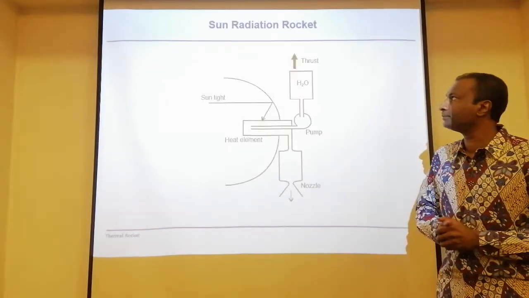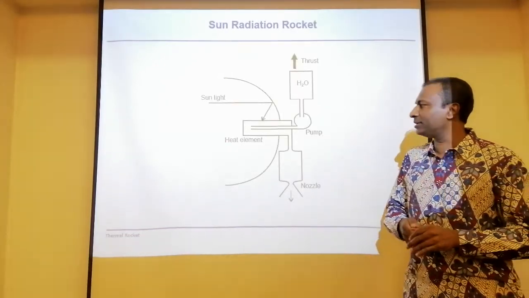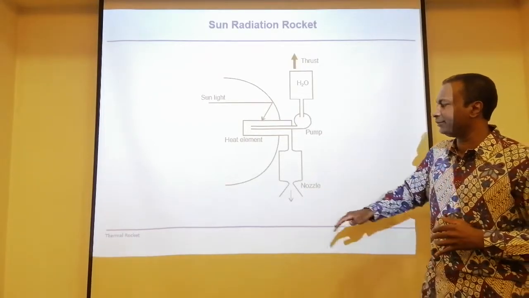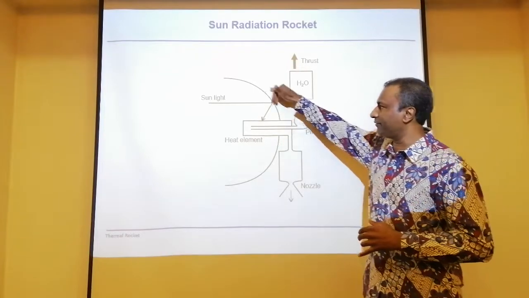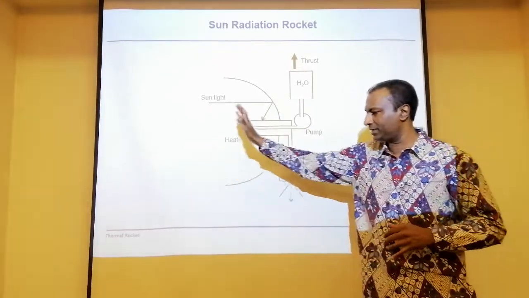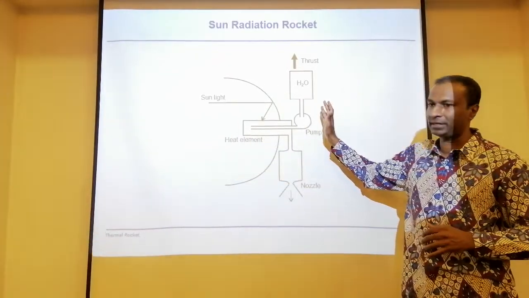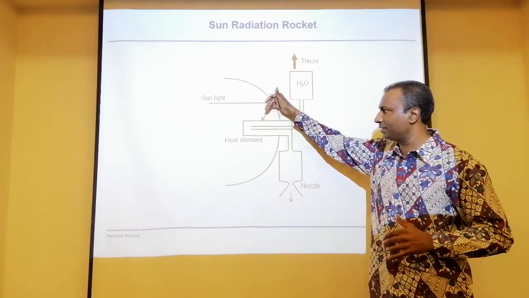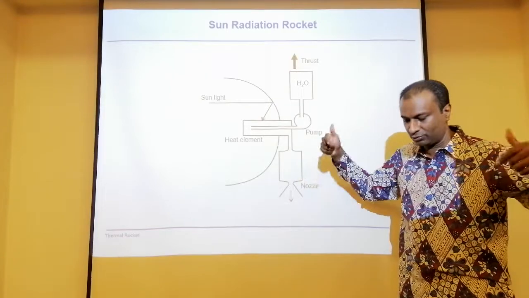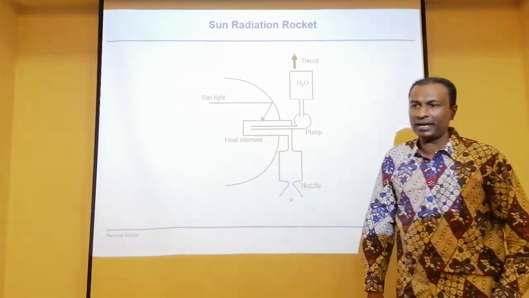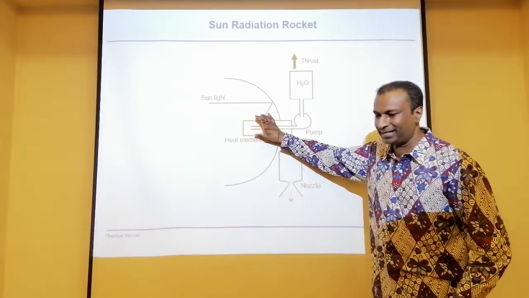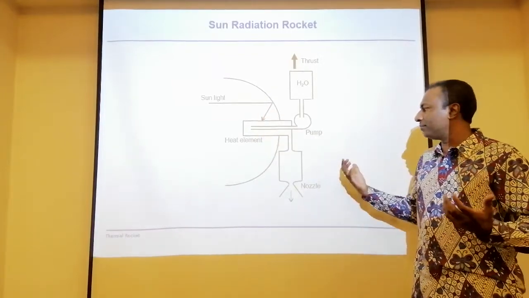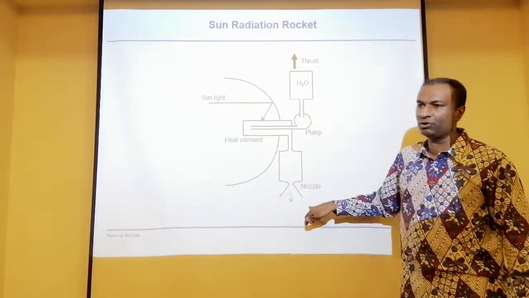All right. Just now I mentioned the sun radiation rocket. As you can see, you have a parabolic reflector with the sun shining onto it. You focus the parabolic reflector onto a particular spot, a heat element, and the heat element gets heated up. Therefore, the fuel will also be heated up, so it's ready for burning, and then it goes to the expansion.